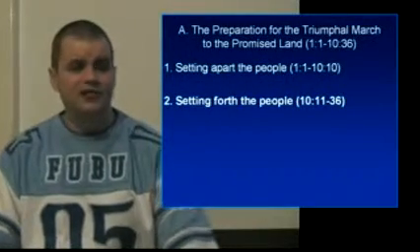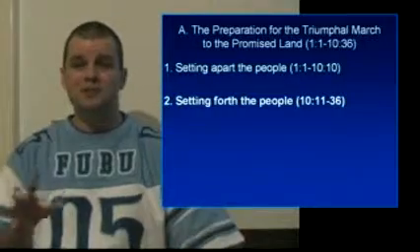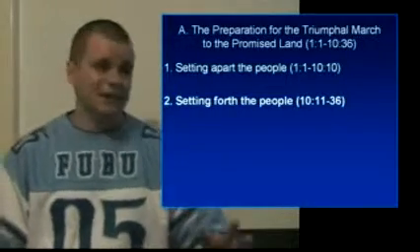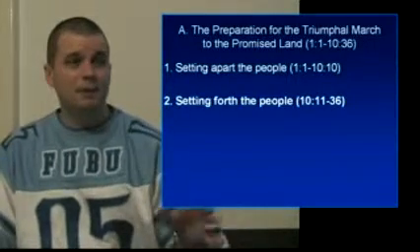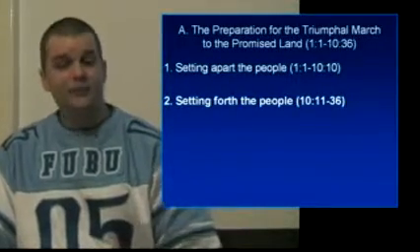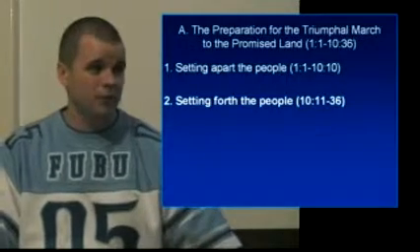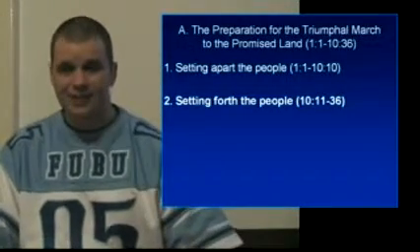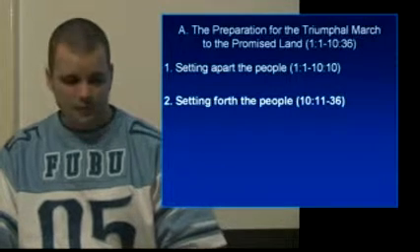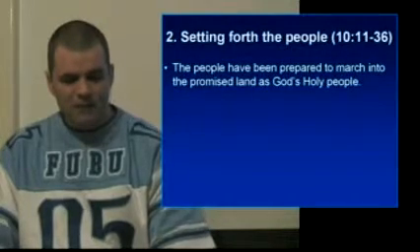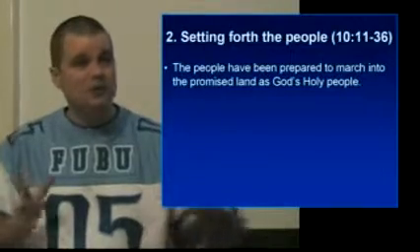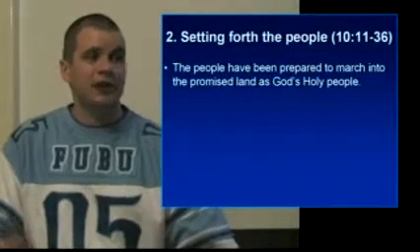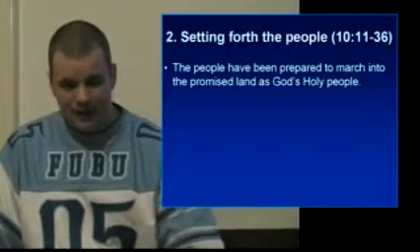It was the first unit here, setting apart the people. So when you get to chapter 10, verse 10, just remember it by 10:10. So the people have been set apart. Now what happens next is a setting forth of the people, because they're to go into the promised land. Chapter 10, verse 11 to verse 36. And basically the people have been prepared to march into the promised land as God's people. So Numbers could have been a very short book if everything had gone according to plan.